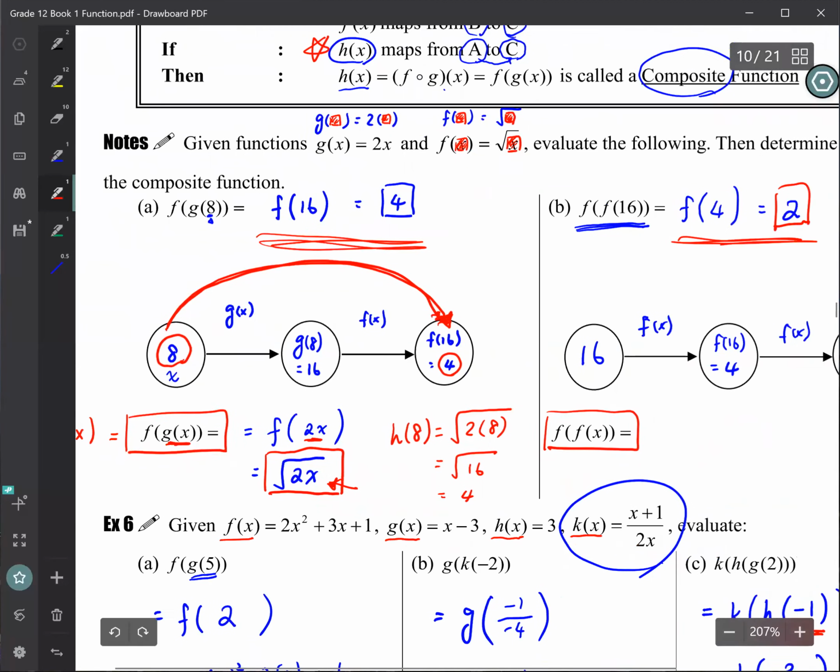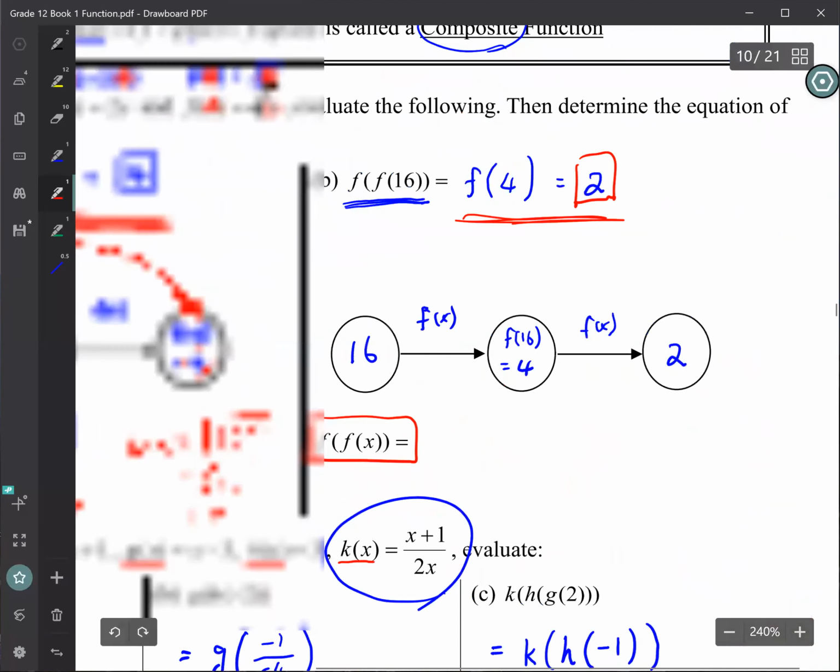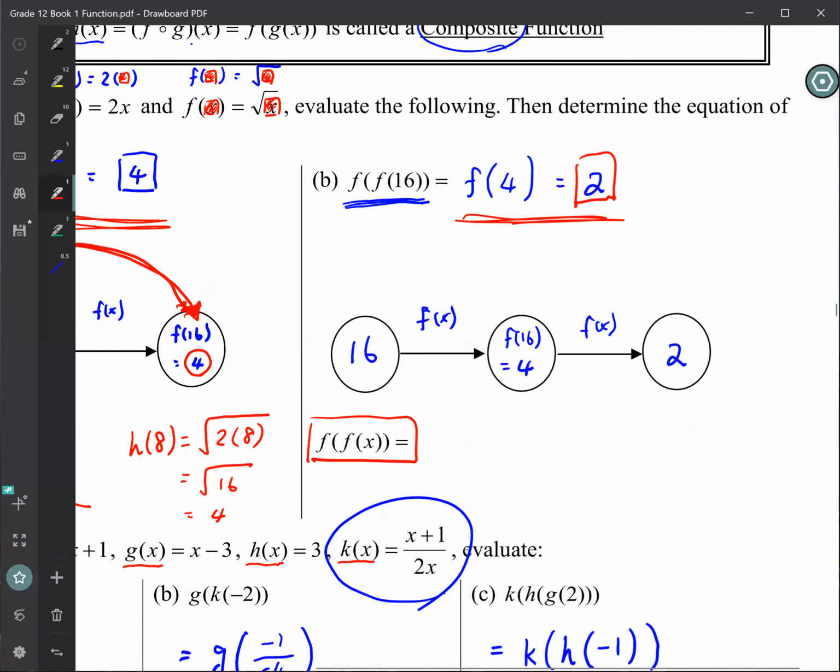Let's try another one. Okay, so this one here is f of x. So go through this together. Okay, we start from inside. So it will be f of what should go inside this bracket.